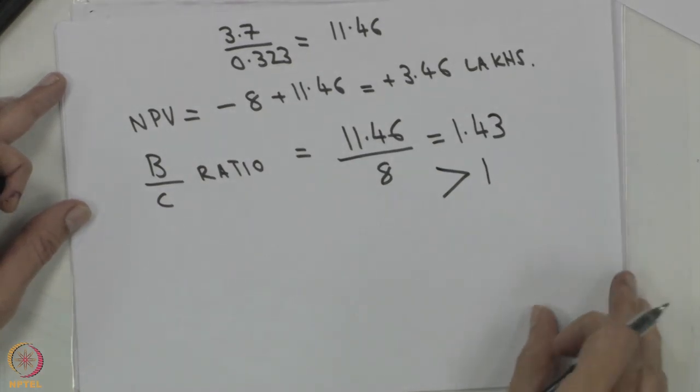Okay. Now, let us look at calculating the internal rate of return. Now, what do we expect that internal rate of return to be? Is it going to be less than 30% or more than 30%? So, it is obvious that with a discount rate of 30%, we got net present value to be positive. So, the rate of return is going to be more than 30%.